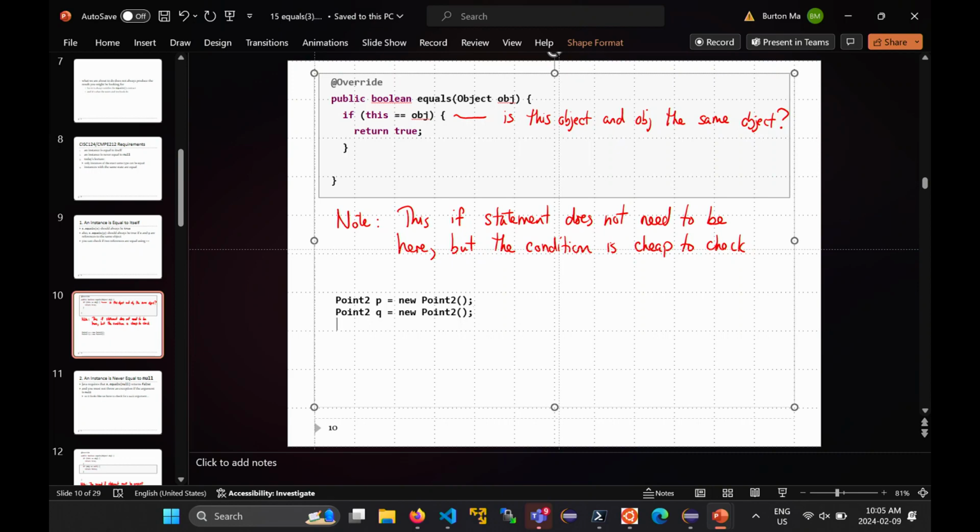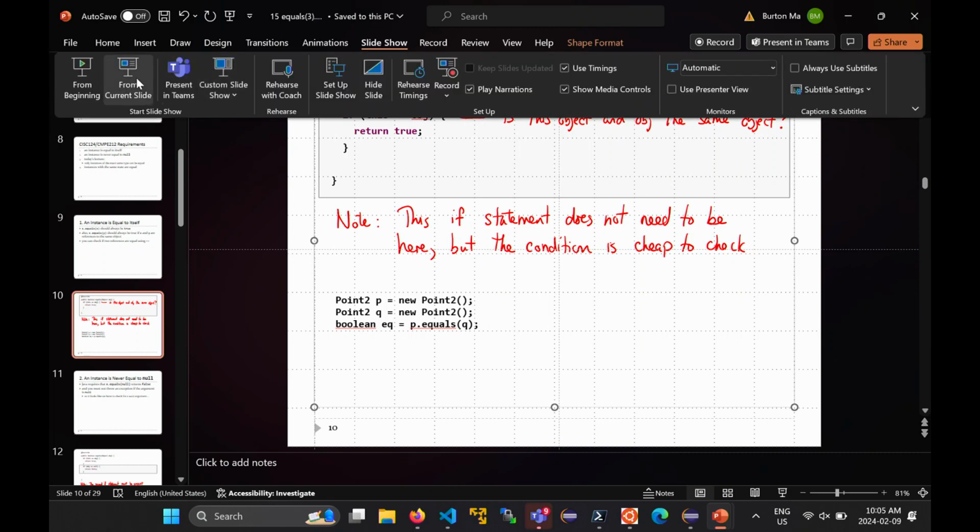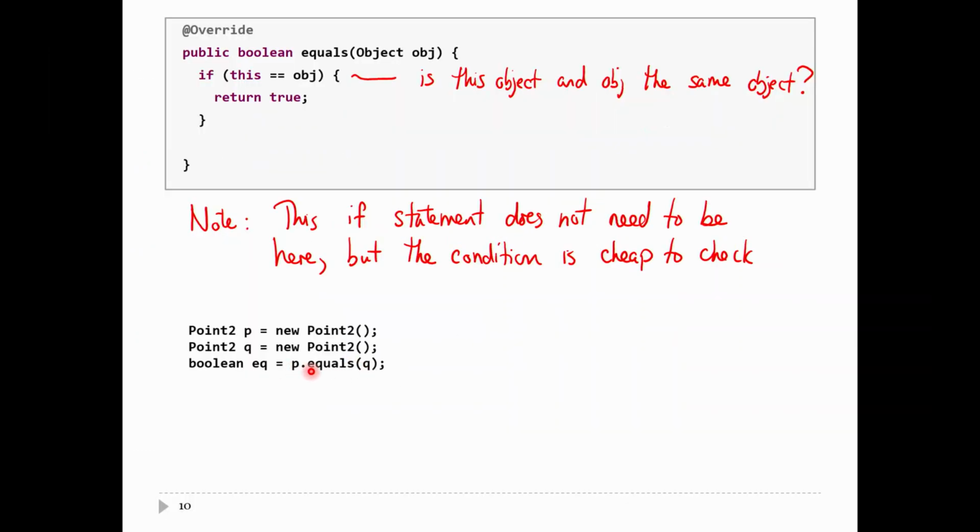Right? And then we're going to write something like Boolean q equals p dot equals q, like that. So remember, that's how you're going to use equals. You're going to write something like p dot equals q. Inside the method, p and this are the same object. Inside the method, this is the name of the object that was used to call equals, so that's p. Inside the method, obj is the name of the object that you passed in, so that's q.